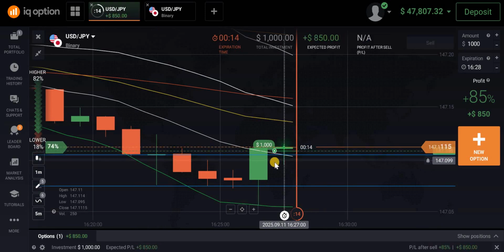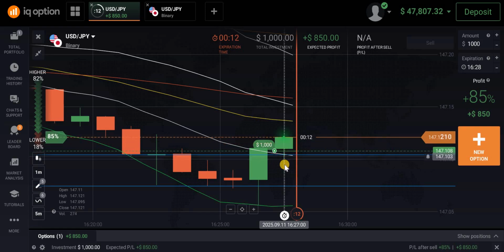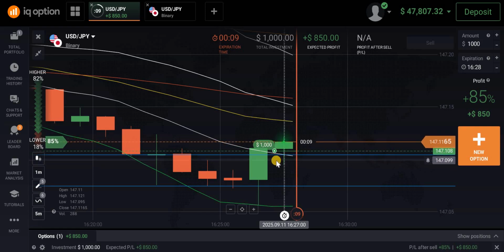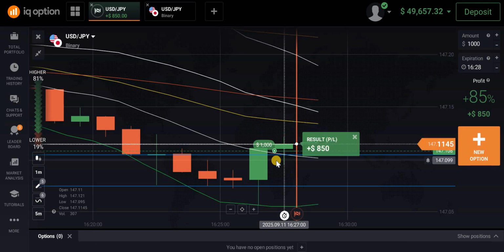If I had done my trade at this point, okay, it's going up, you'll find out that I have more chance of getting an ITM. Why? Because I choose a good entry point. So you have to understand that the entry point is crucial in binary option trading.